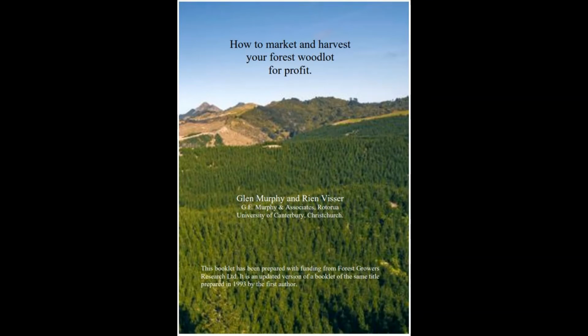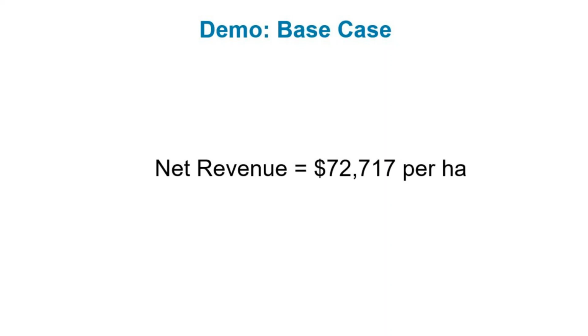That was a quick overview of some of the features of WATS and how it can be used to analyse net returns from harvesting woodlots. In the book, How to Market and Harvest Your Forest Woodlot for Profit, which is freely available on the FGR website, you will find 2 more case studies on how to use WATS. The demonstration woodlot had a predicted net revenue of over $70,000 per hectare. This would be a very good return for the woodlot owner.